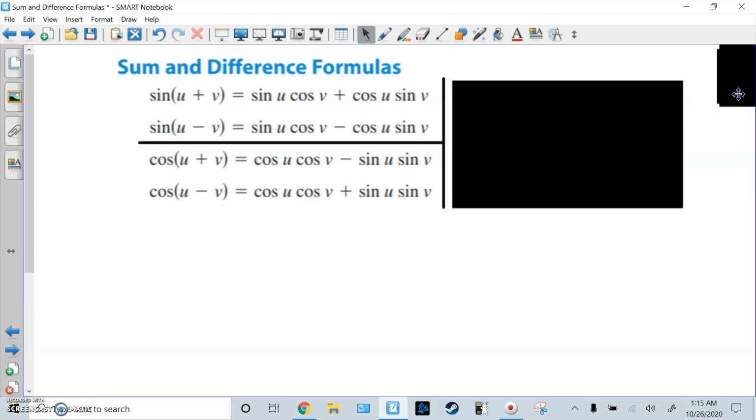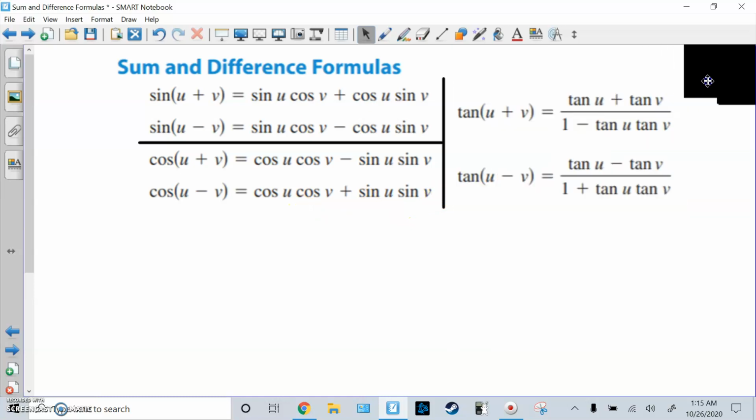Cosine is opposites. So you have cosine of an angle plus another angle, so cosine of u plus v. It stays cos cos minus sine sine. And then if it's subtraction, you just make it a plus sign. But cosines together, sines together, one of each.